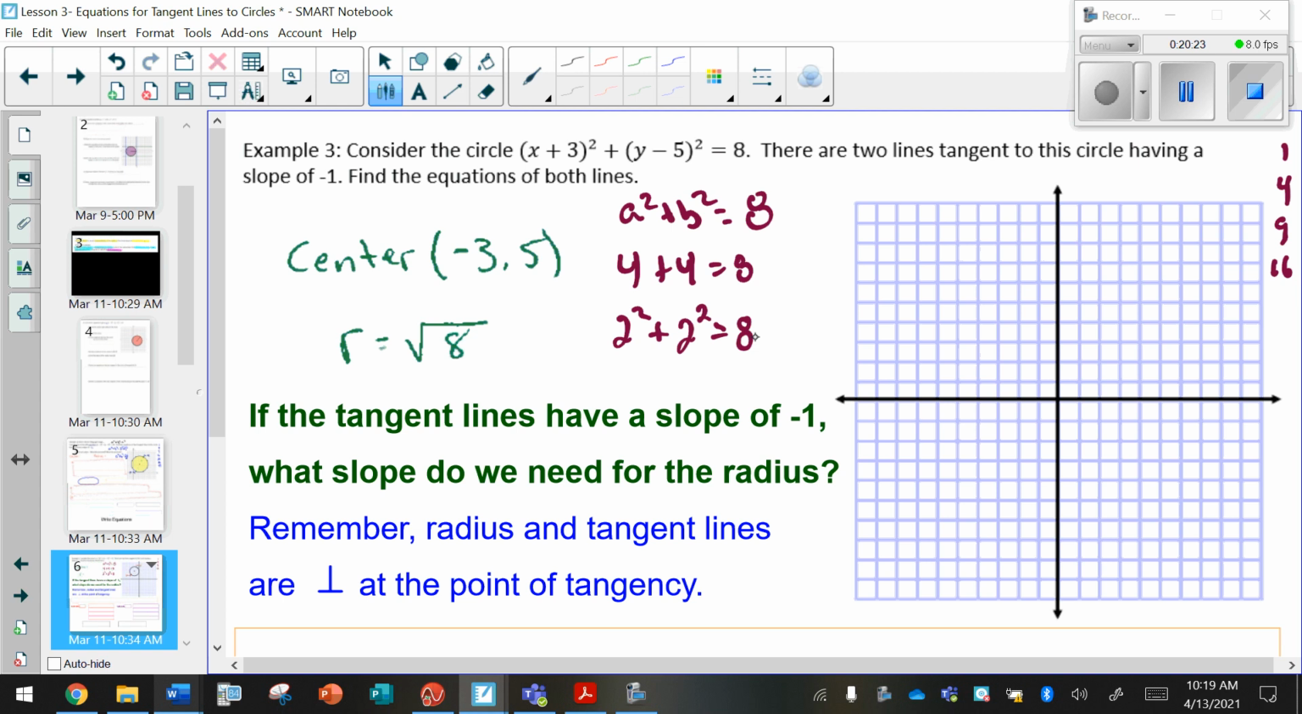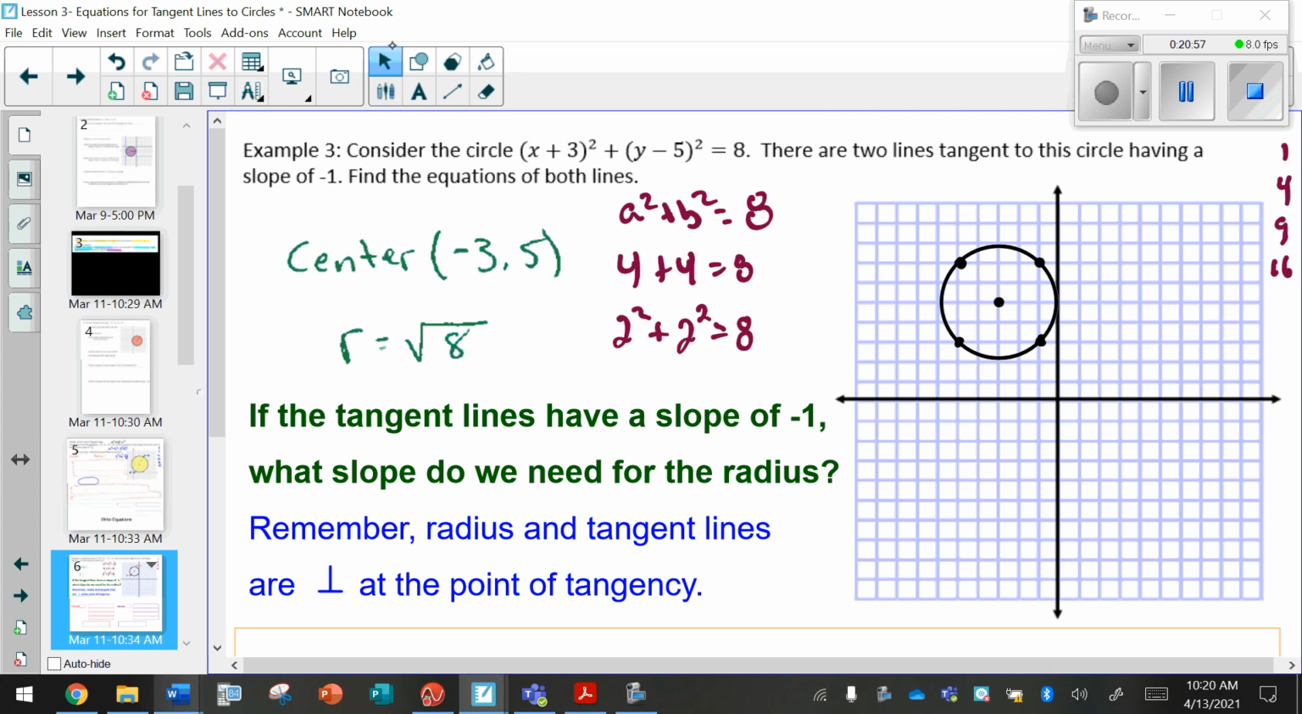then from my center point at -3, 5, I can go up 2 over 2, down 2 over 2, in all 4 directions. So it gives me 4 points, and I can do my best to try to make a round circle.